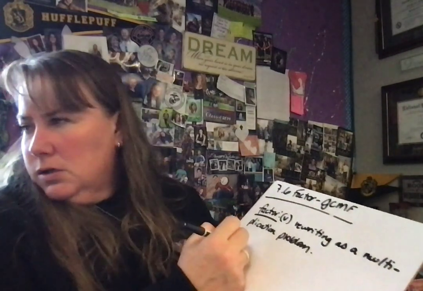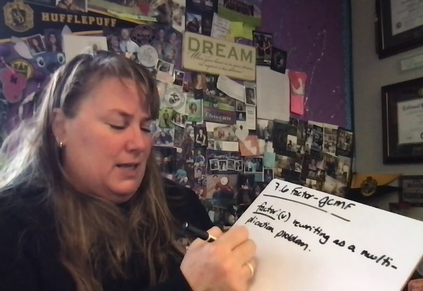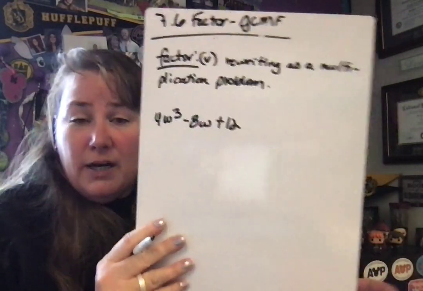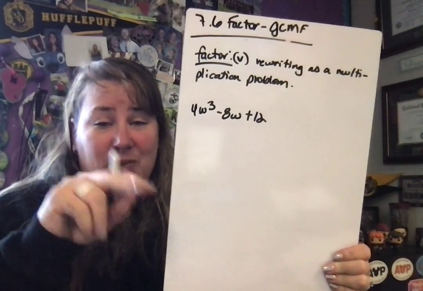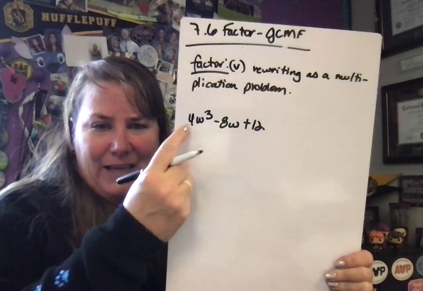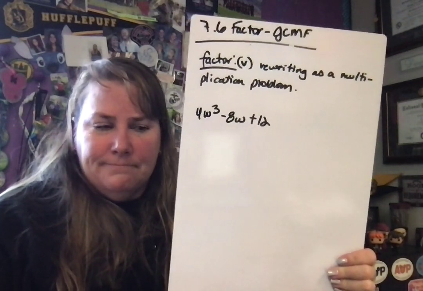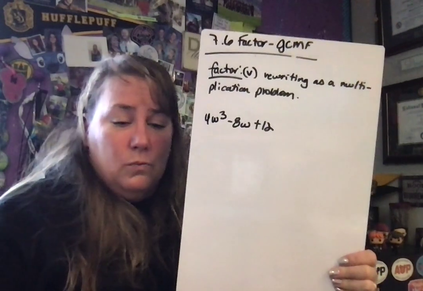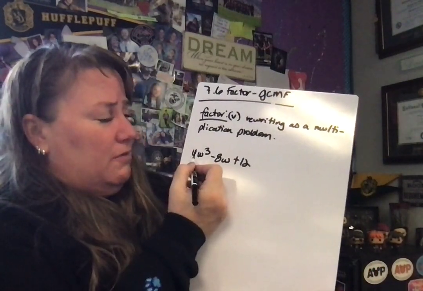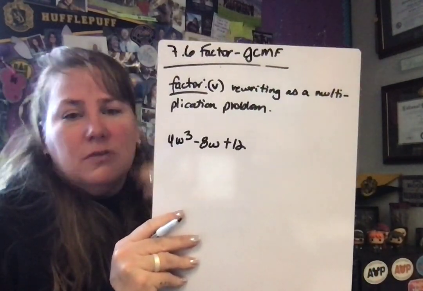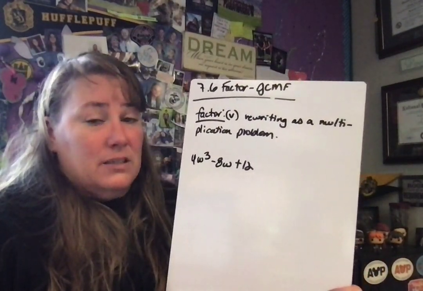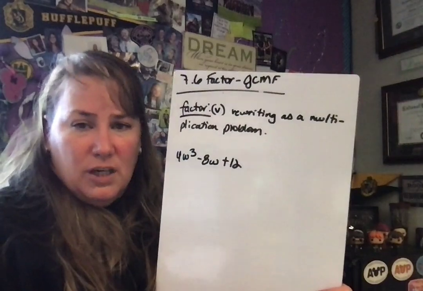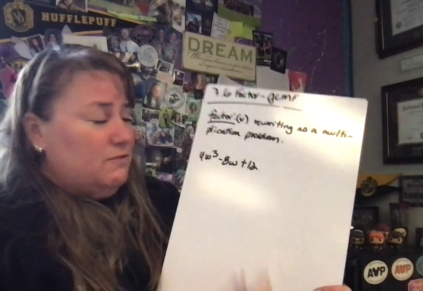So 4w cubed minus 8w plus 12. So I'm still going to write it as a product of factors, which means something times something gets me that. Here we go. So we're going to factor this. What's the highest number that can come out of 4, 8, and 12? 2 works, but that's not the highest. That's not the greatest common monomial factor. Hopefully you said 4.